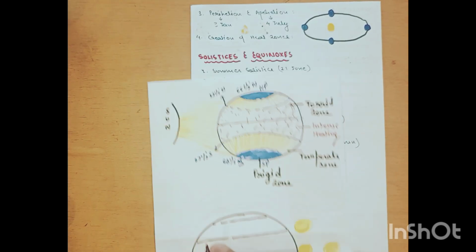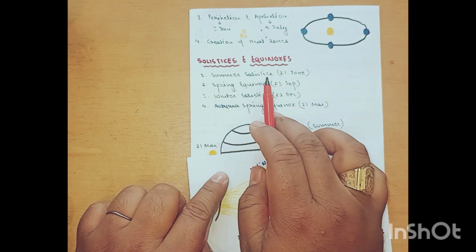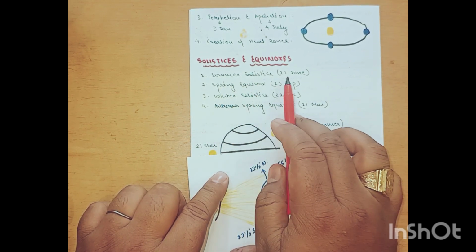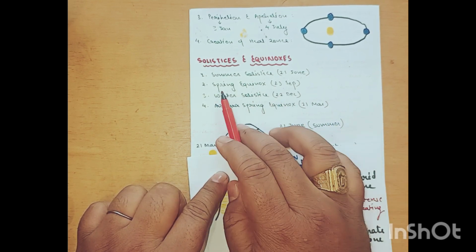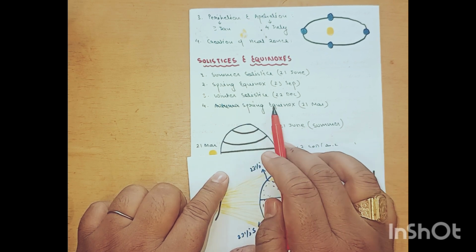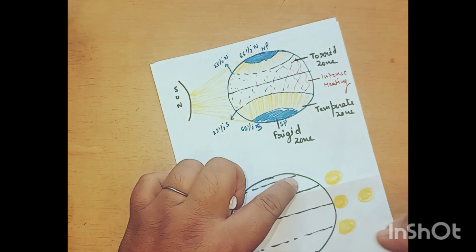First, remember the date. There are two solstices and two equinoxes. One is your summer solstice, which you will have on 21st June. On 23 September you will have an autumn equinox. Then winter solstice, 22 December. Spring equinox, 21st March. Now, what are these dates and how do they play an important role?